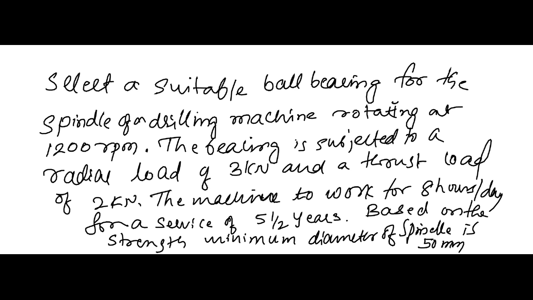You note down what are the given data here. So now speed is given here. Radial load is given, thrust load is given, hours is given, number of years is given, minimum diameter is to be 50 mm. Now we need to select a suitable bearing for these loads.